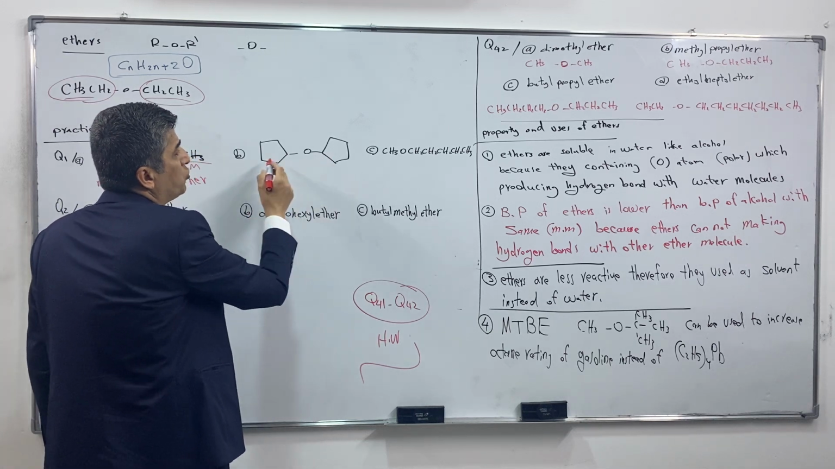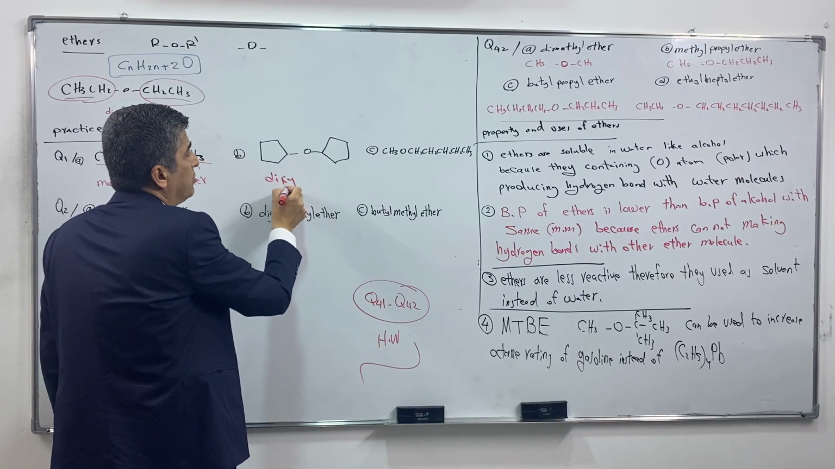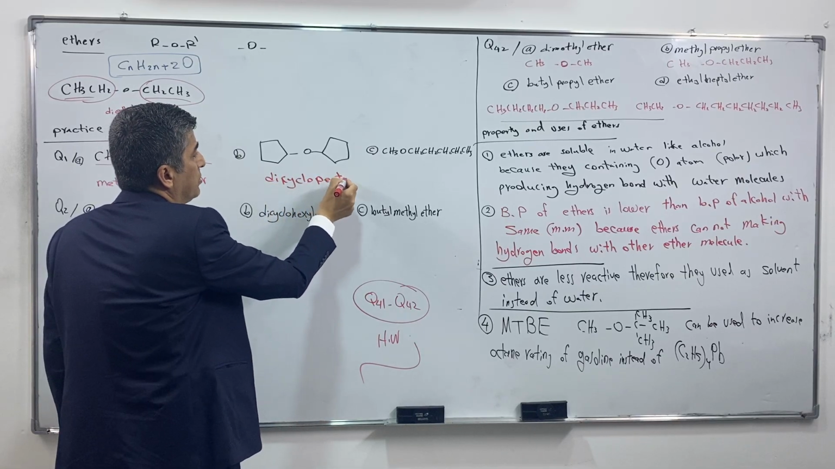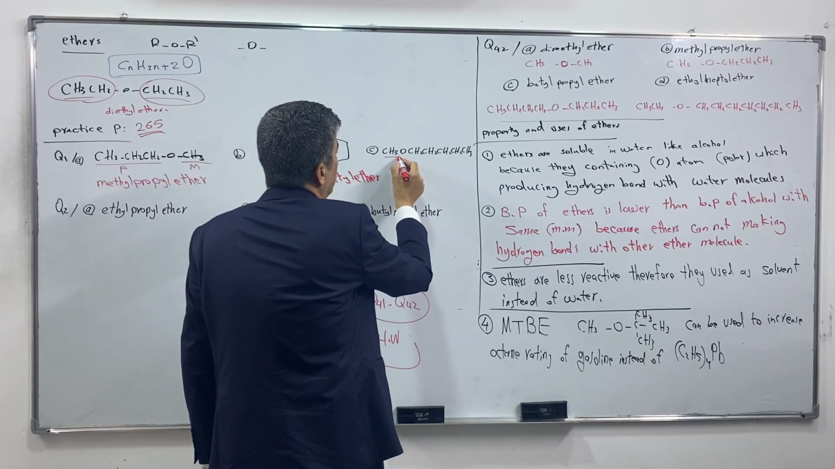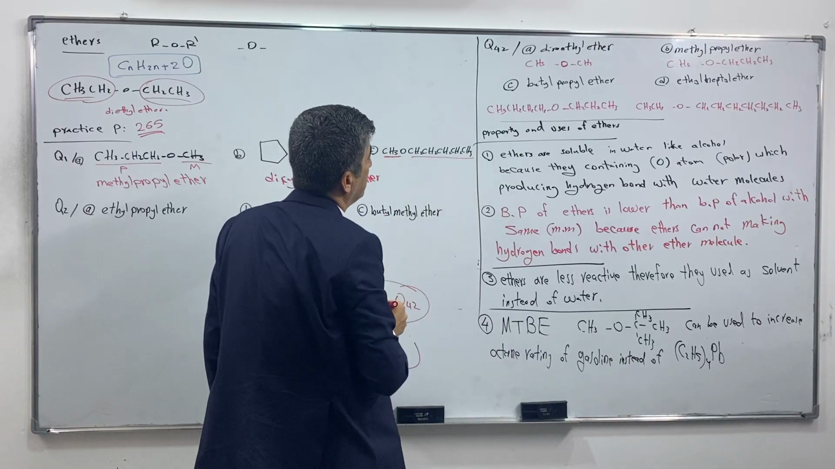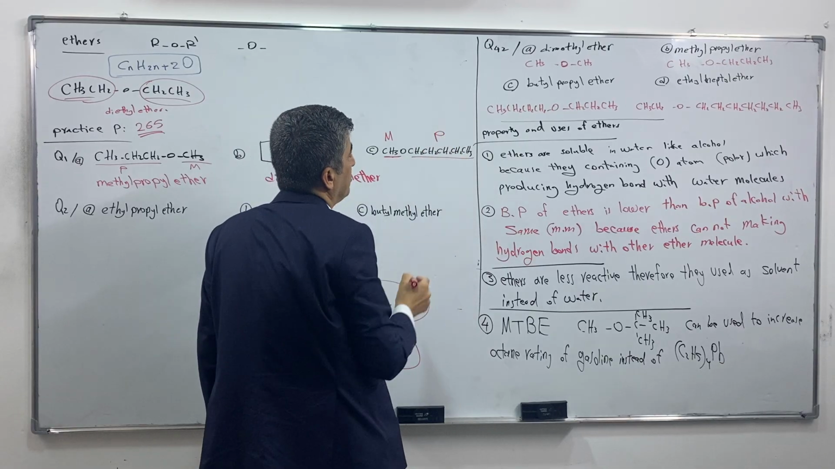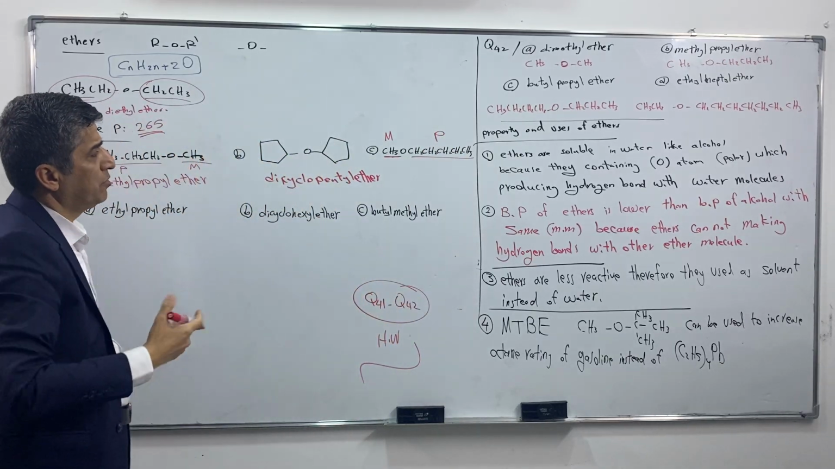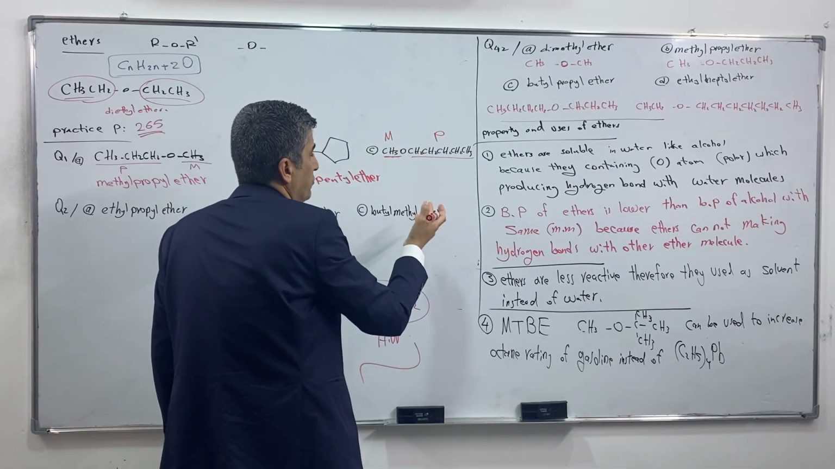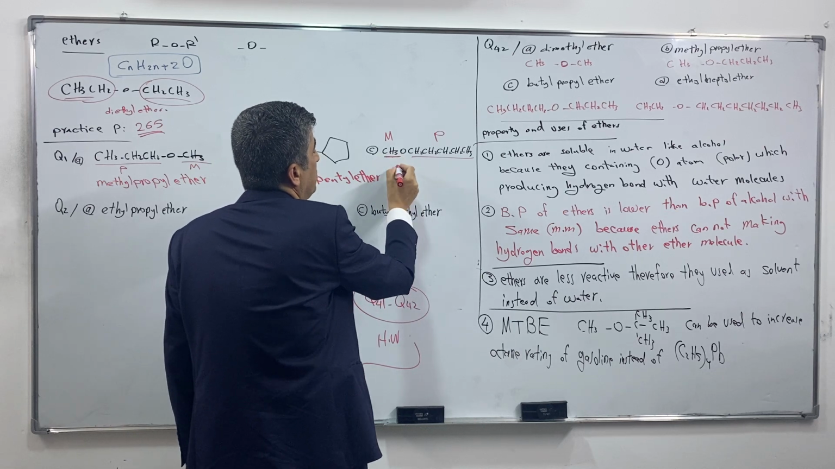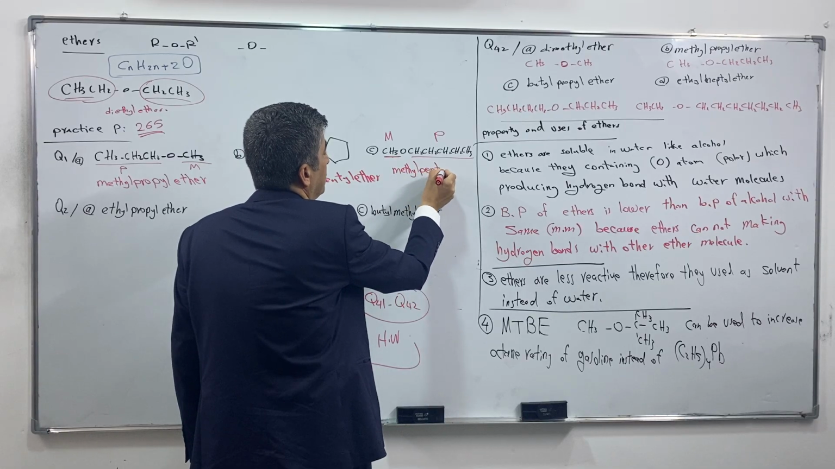In this compound we have two cyclopentyl groups on the two sides, so we have dicyclopentyl ether. And here we have a methyl group and a pentyl group. Methyl group has M letter, and pentyl group has P letter. We know the English alphabet A, B, C, D, E, F, G, H, I, J, K, L, M, N, O, P, Q. M begins before pentyl, so its name will be methyl pentyl ether.